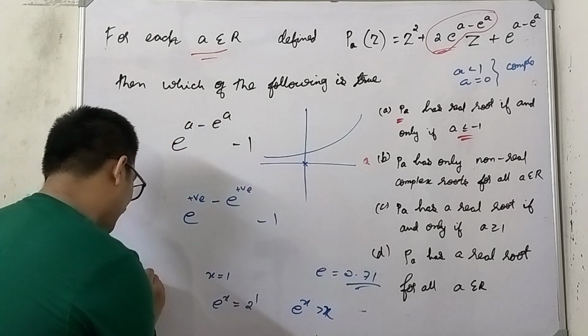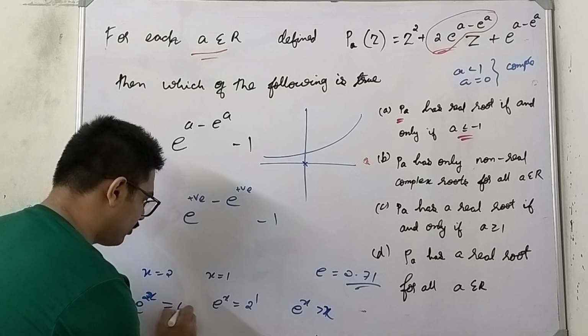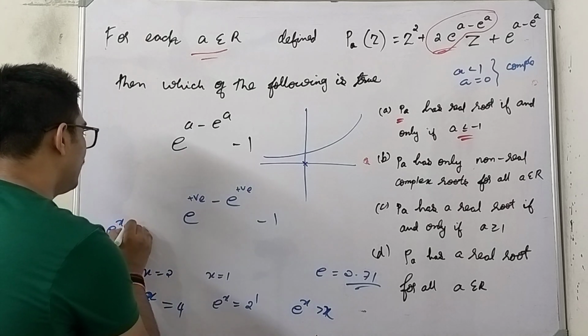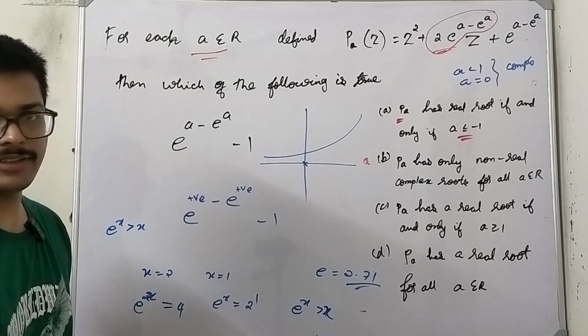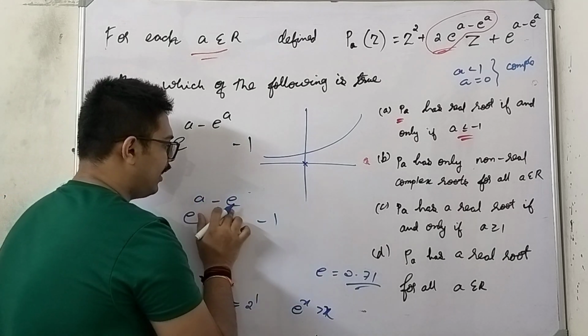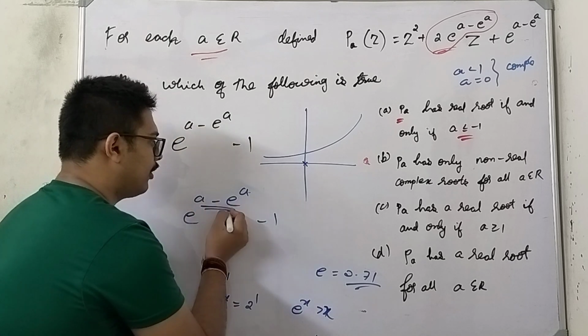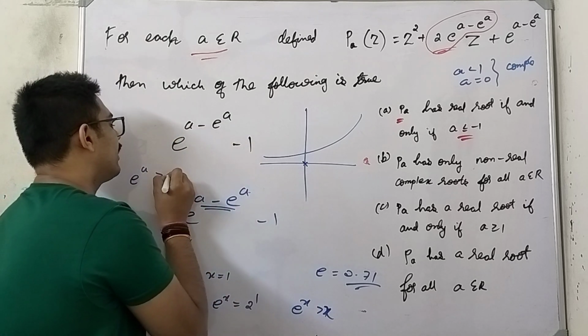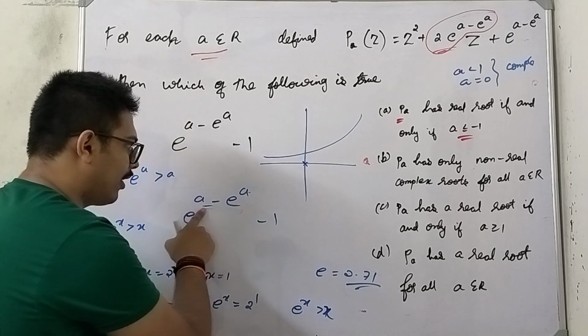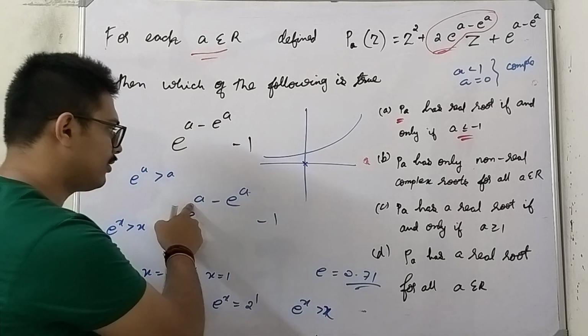If the value of x equals 2, then e raised to x is 2 squared, which is 4, which means e raised to x is greater than x. So if you put a positive value a, then a minus e raised to a is negative, because e raised to a is always greater than a, which means a smaller value is being subtracted by a larger positive value, so this will be negative.